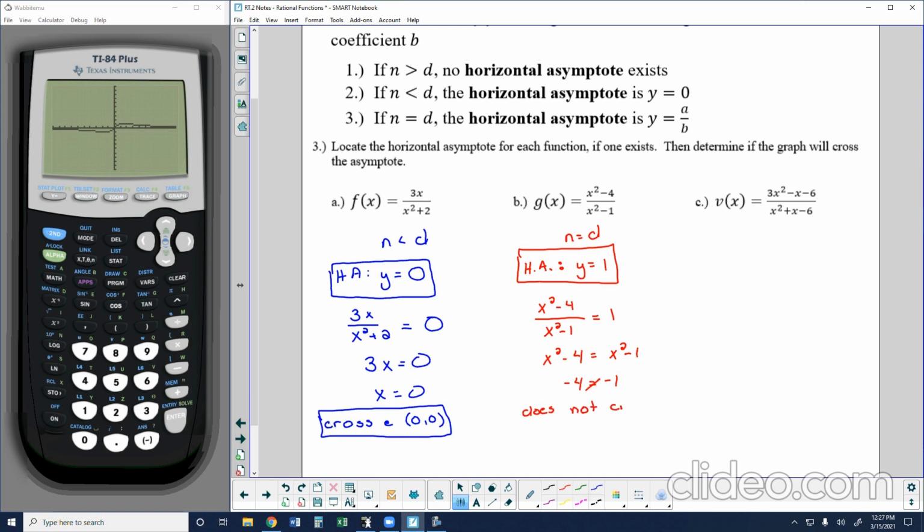The graph will not cross the horizontal asymptote. So it doesn't always cross the horizontal asymptote. In some cases it does, in others it does not. So let's take a look at what this graph may look like. I have it preloaded into my calculator.